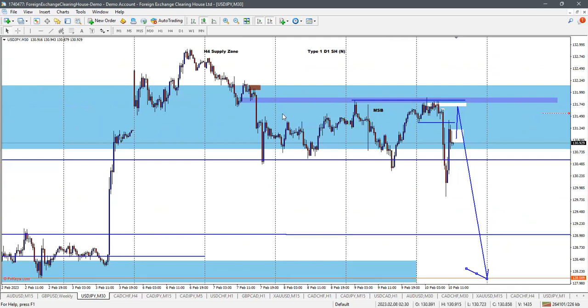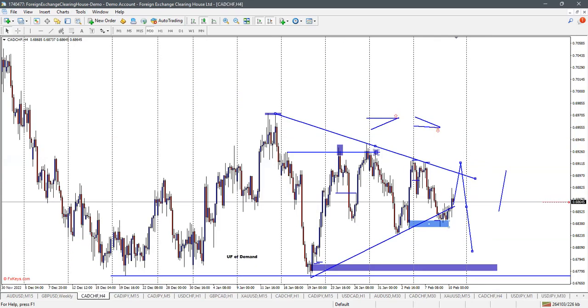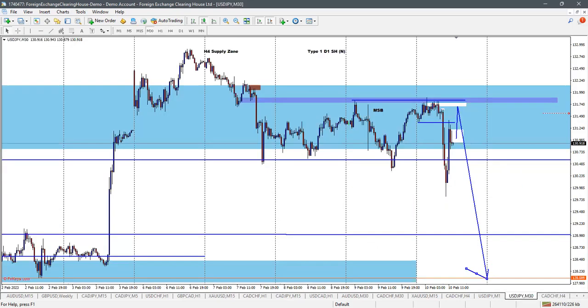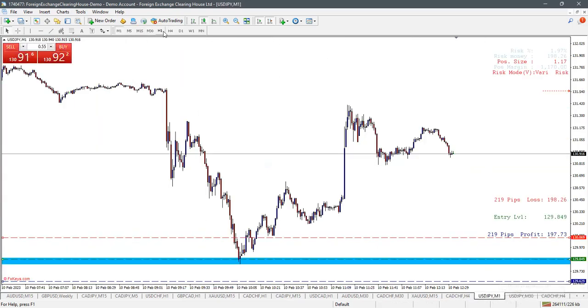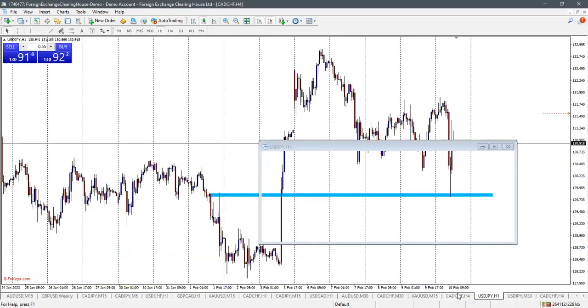USD JPY is my trade of the day, even though it's not a CAD pair, but I'm sure the CAD news will definitely have an effect on it. So I'm going to leave this further at the front here, and I'm going to put the markings out properly later on. So I'll be watching to see what happens.